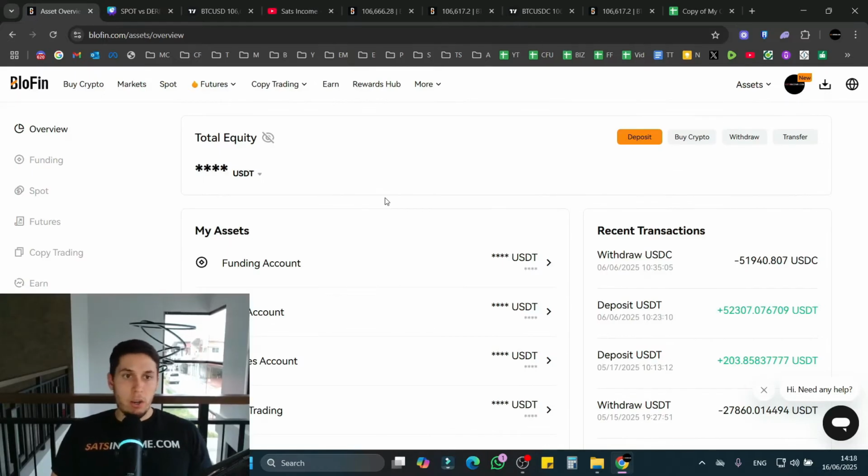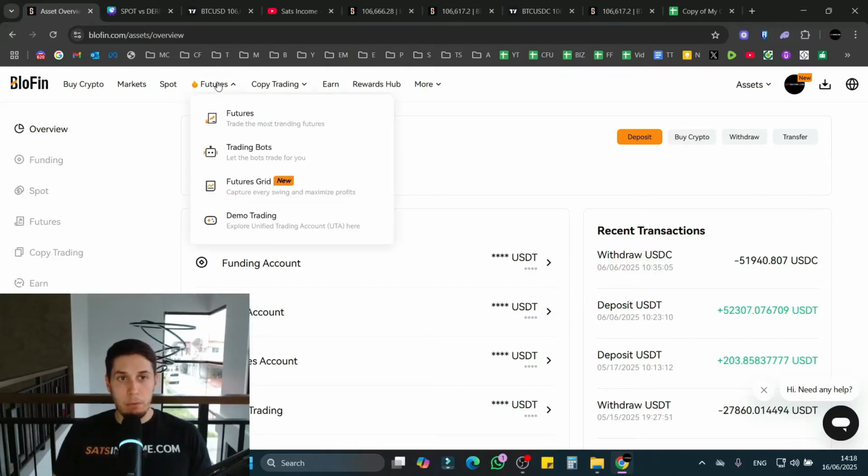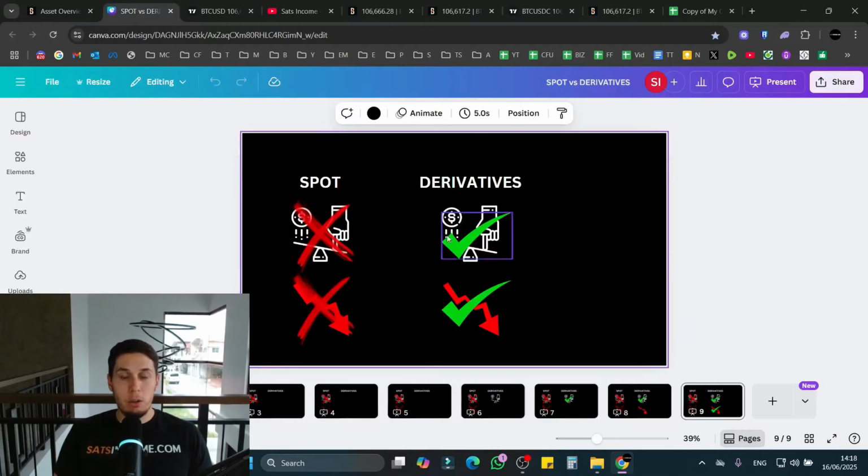So after you create your account, you're gonna land on this page, and here are the different options. You can trade spot, you can trade futures, and also you can use their trading bots. I'm gonna show you how to do all of this, right? But first, let's talk about the differences between trading spot and trading derivatives.